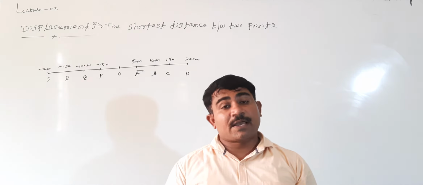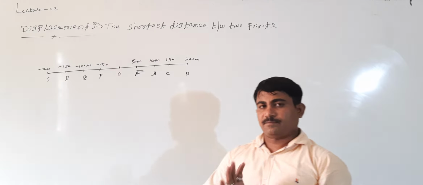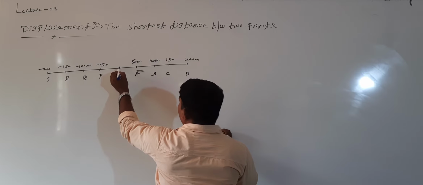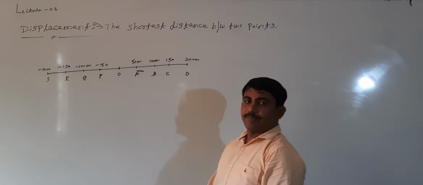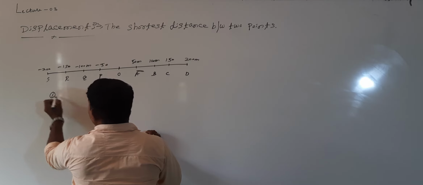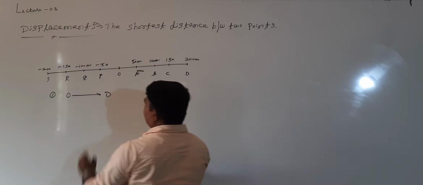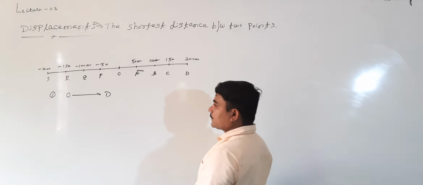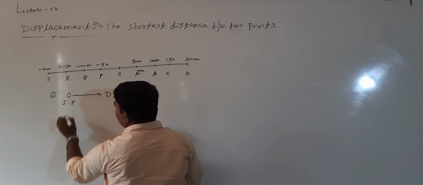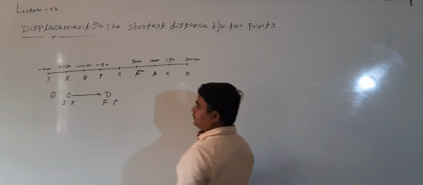We will see again and again how the distance and displacement are positive. So consider the particle or object goes from O to D in one case. In the first case, the particle or object moves from O to D. What is O? O is nothing but the initial position. What is D? D is nothing but the final position.